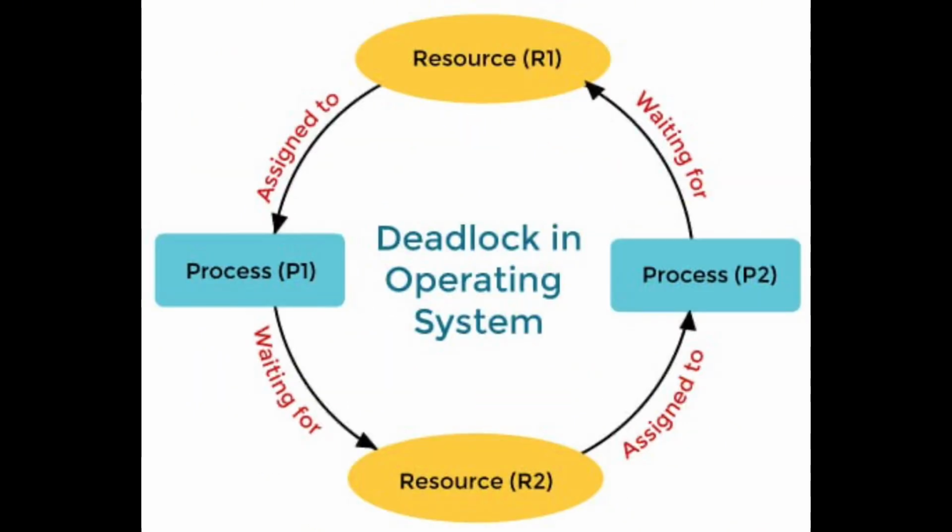In computer science, a deadlock is a state where each member of a group is waiting for another member to release a resource, leading to a standstill. In this case, each philosopher is waiting for a chopstick that is being held by another philosopher, which is their neighbor.